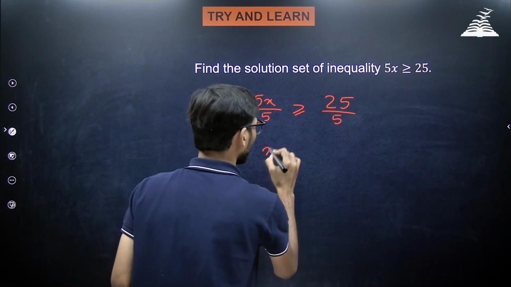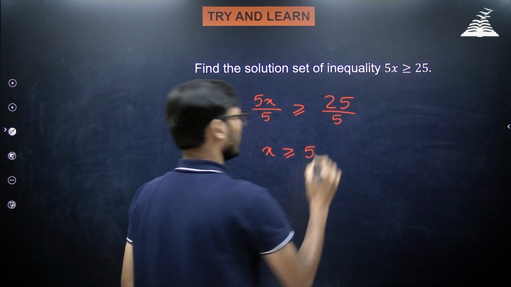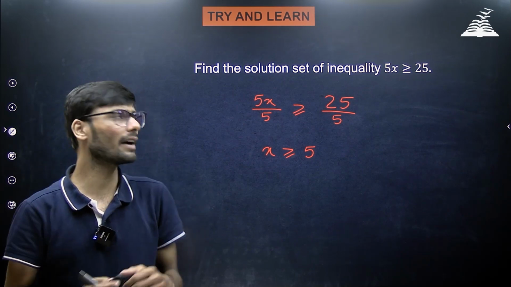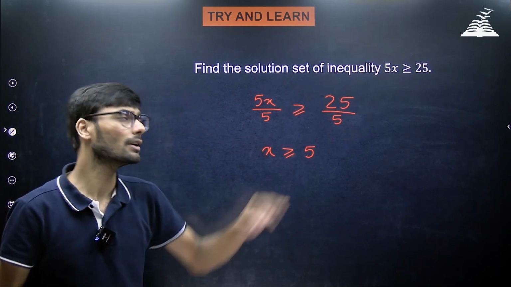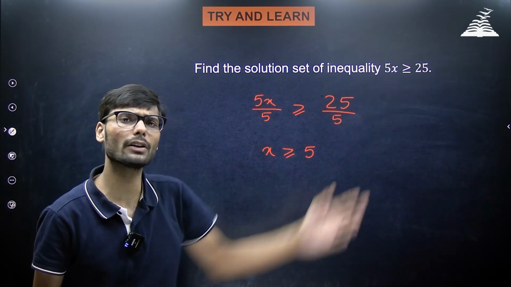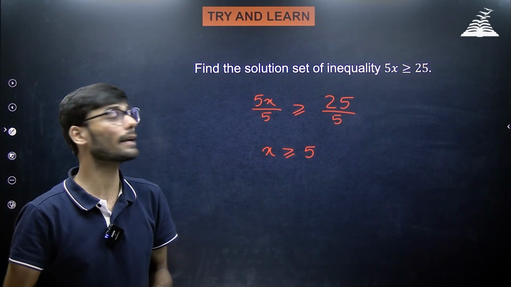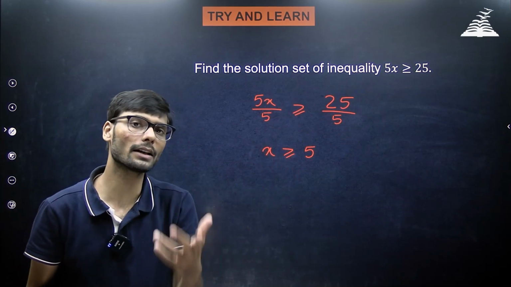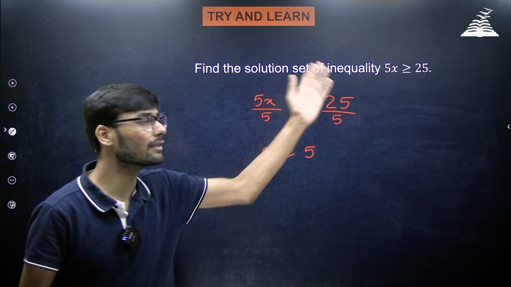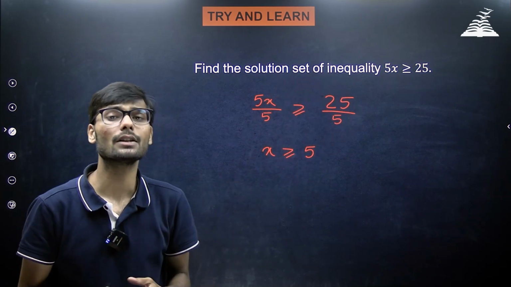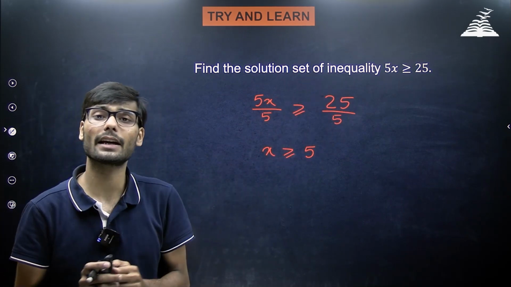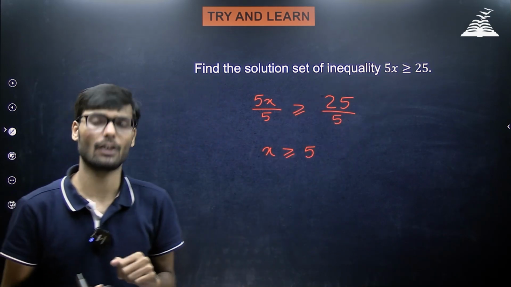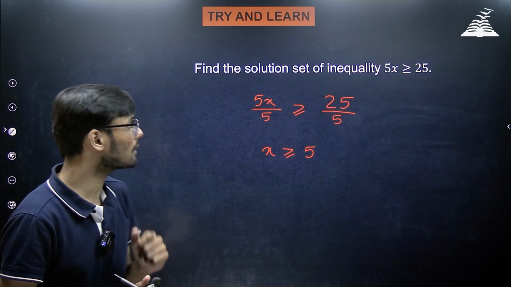So what do we get? X is greater than or equal to 5. X can be any number greater than or equal to 5. You can substitute x is equal to 5. You get 25. Is 25 equal to 25? Yes, it is, right? Now you can substitute 5.1. 5.1 into 5, you get 25.5. That is also greater than 25, right? So if you choose a number greater than or equal to 5, it is going to satisfy the given inequation, right? Let's now move forward.